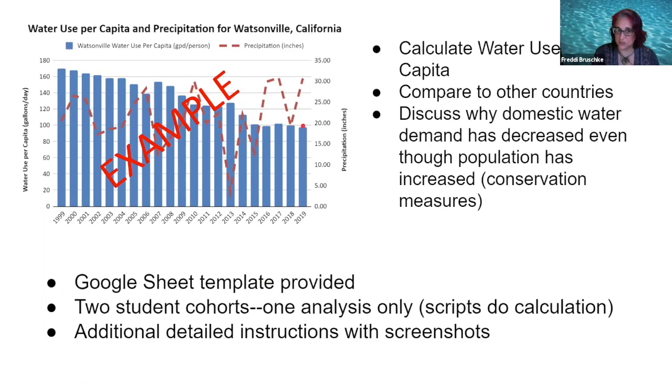In the background section for this module, they actually saw that the water use per capita overall for the United States has been decreasing over the same time period, even though the population's been increasing. So here we asked them to think about, is it possible that the water use decreased because of something to do with the precipitation? And of course, we all know the answer is no, but these are the kind of questions that we're asking them to think about. And if that's not the case, why did the domestic water use decrease?